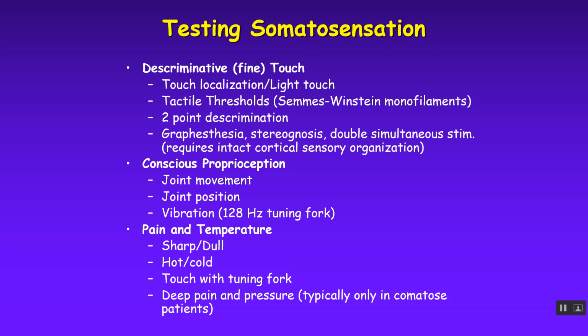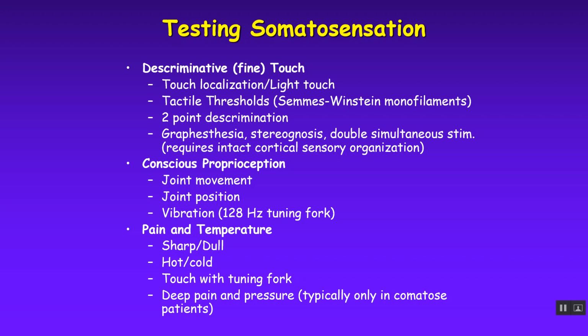So here's how we test different types of sensation. Discriminative or fine touch is localized touch, where they can tell you exactly where it is. There are a couple of different ways. There's touch localization, where you touch them and they tell you where you touched them, and you have them point to it or explain. But usually it's best just for them to point to it.